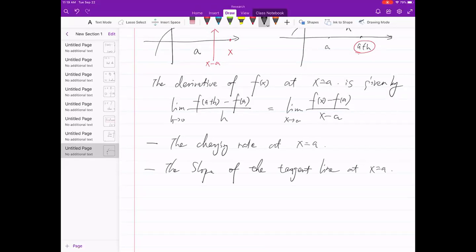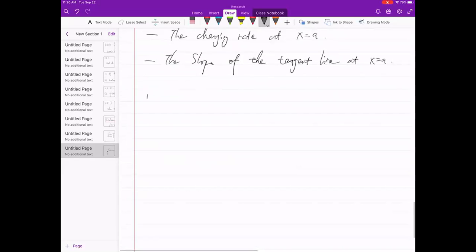Sounds good? That basically means next time if I ask you what is the changing rate, or what is the slope of the tangent line, or what is the derivative of f(x), I'm asking exactly the same thing. The way to compute them are exactly the same because they basically mean the same thing. Okay? Let's try some examples.